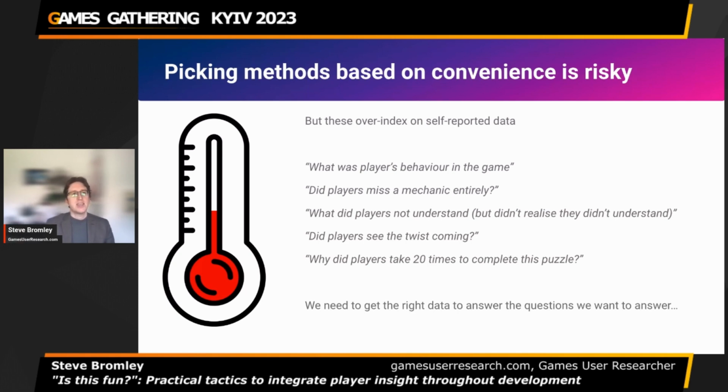So you can't see, did they see the twist coming, or why did they get stuck on that puzzle, rather than just hearing that they did get stuck on that puzzle. All that kind of granular detail that you would need to actually fix some of these playtest issues that are coming back, you're missing when you're relying on just surveys and Discord feedback.